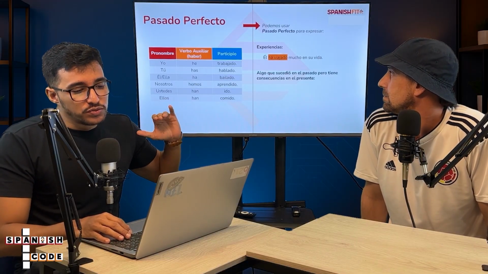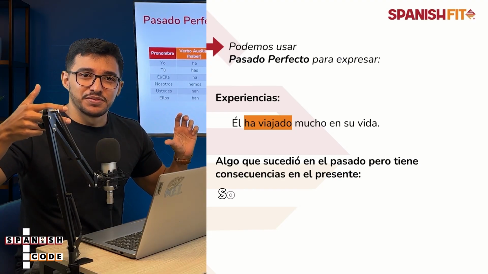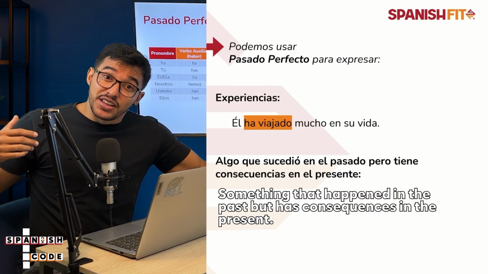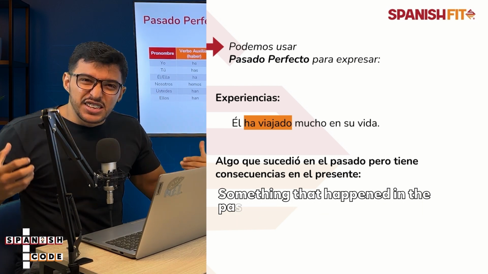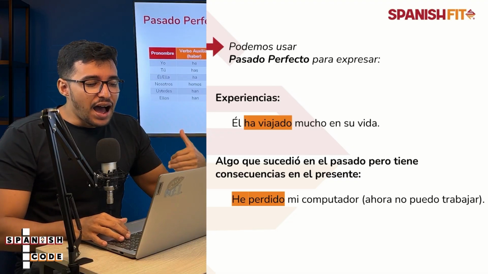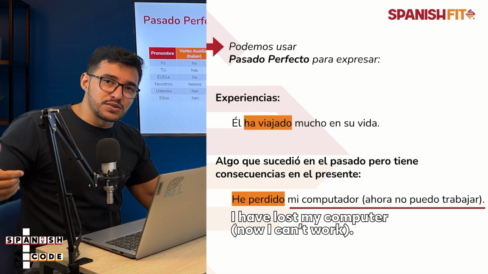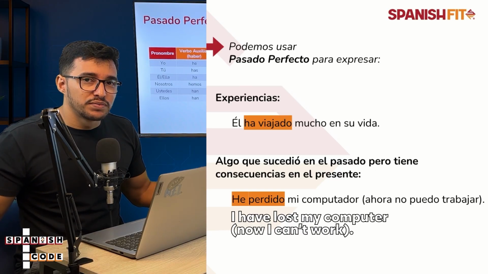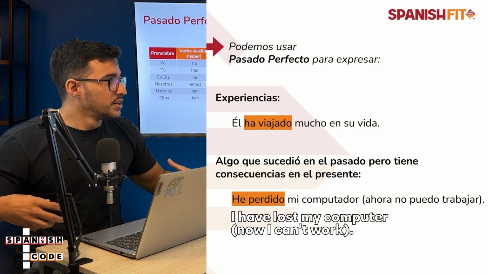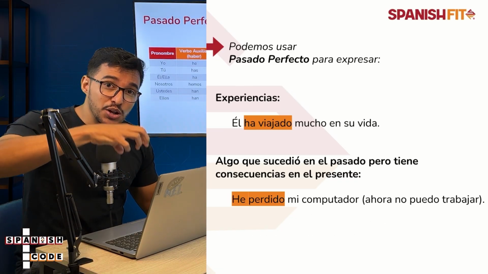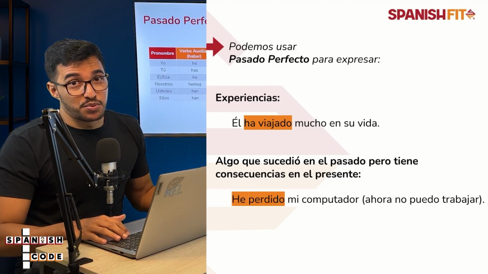Then we can use it for something that happened in the past but still has consequences in the present. Like, I've done this and I'm still thinking about it and I can still do it. Something like, I have lost my computer. He perdido mi computador. What's the consequence in the present? Now I can't work. Something has happened and it affects me now. It's from the past until the present. That's why we call it past, and in English they call it present perfect.